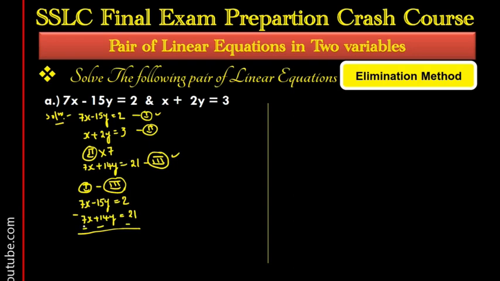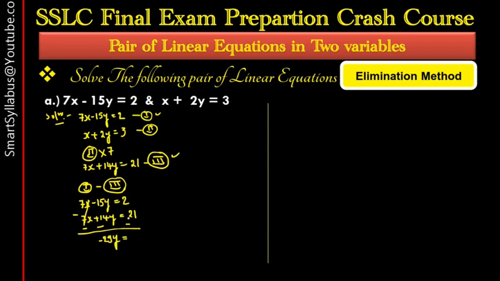So 7x minus 7x is 0. It means they get cancelled. Minus 15y minus 14y, so both are having the same sign now. It's not plus, it's minus now. Minus 15 minus 14 having the same sign, in the sense we have to add. So it's minus 29y, that's equal to plus 2 minus 21.